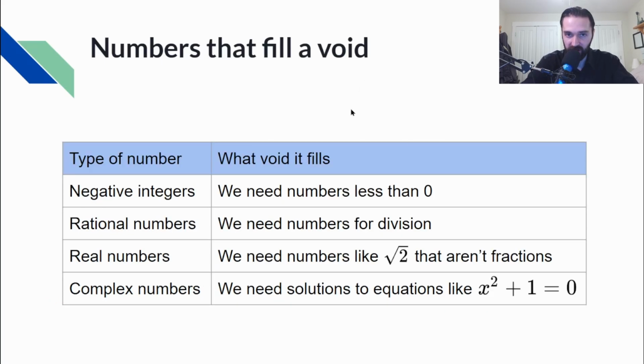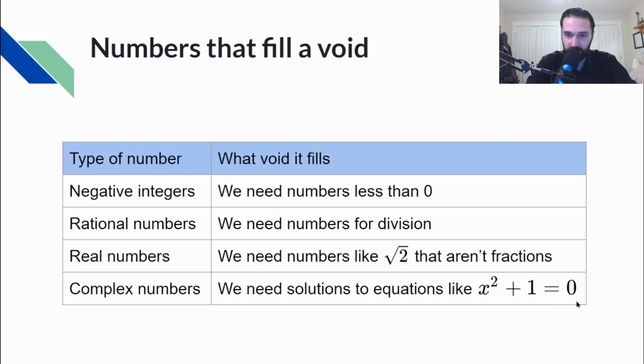So what are these voids that are being filled? Negative integers: we need numbers less than 0. Rational numbers, fractions: we need numbers for division. And with real numbers, we need numbers like the square root of 2 that aren't fractions. We need the square root of 2, for example, if we're solving for the length of the hypotenuse of a triangle with side lengths 1. So that's irrational. And for complex numbers, we need solutions to equations like x squared plus 1 equals 0.